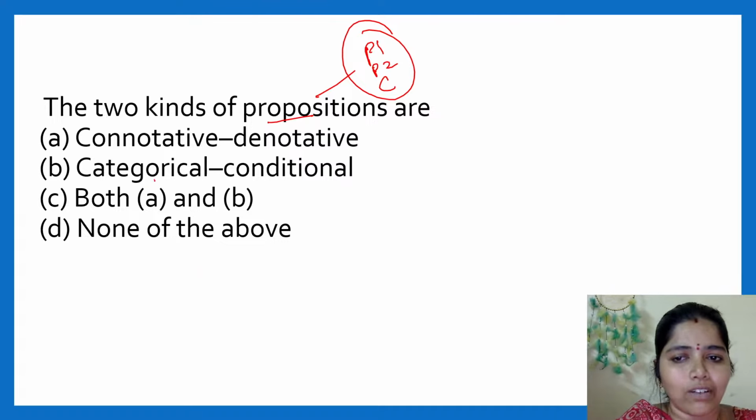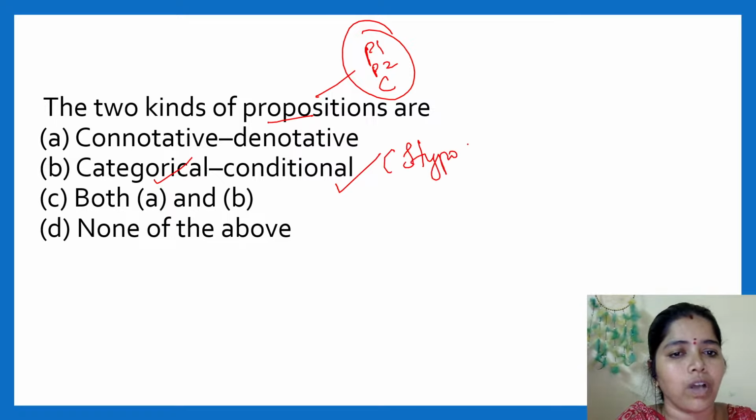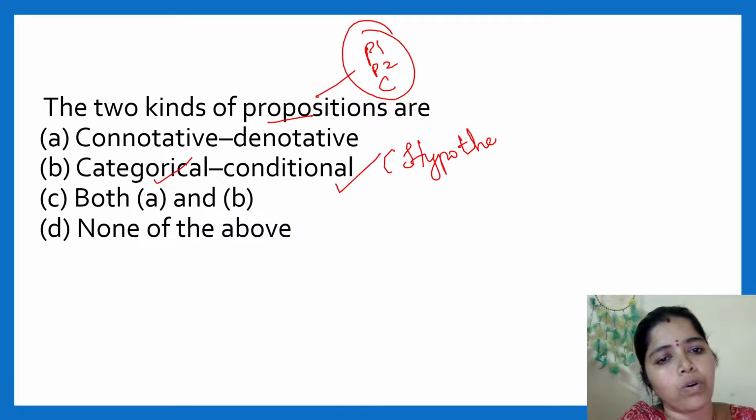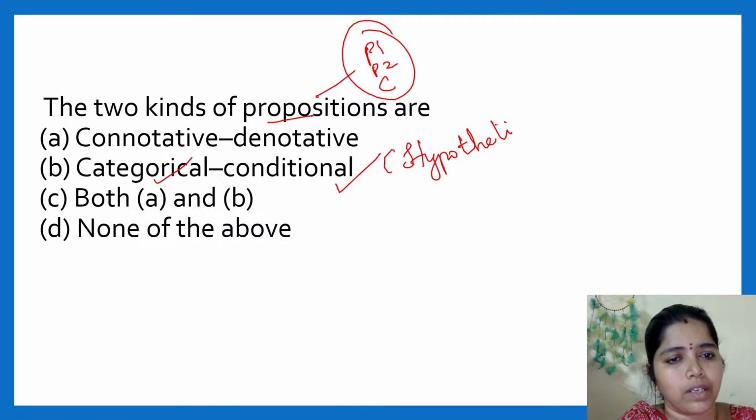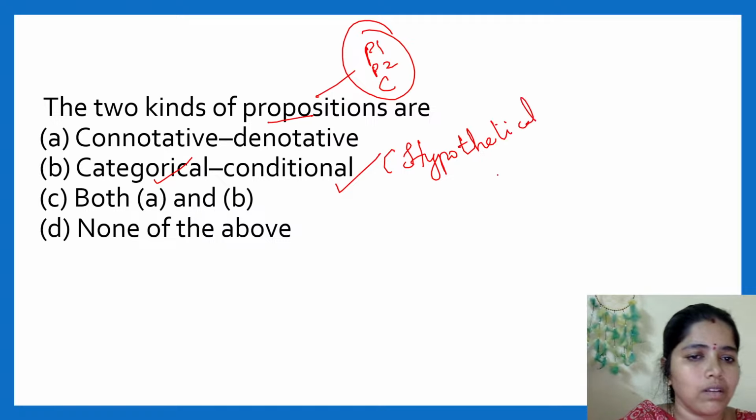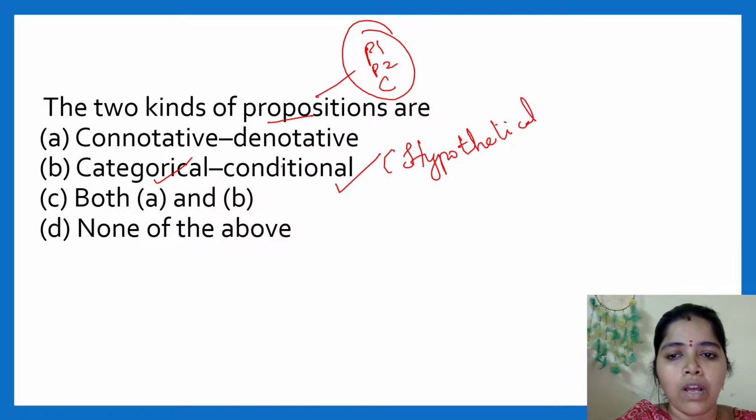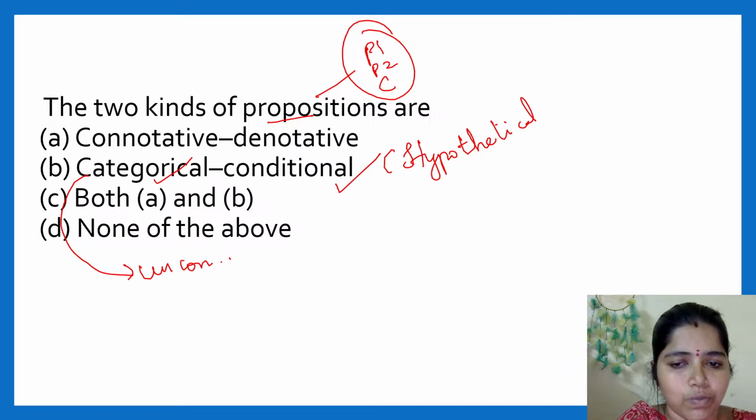That is categorical proposition and conditional proposition, or hypothetical. Note it down. A categorical proposition is based on unconditional judgments.